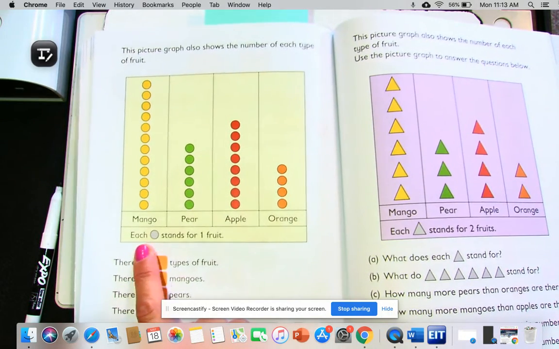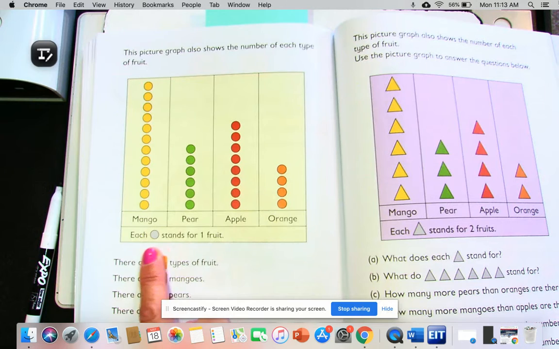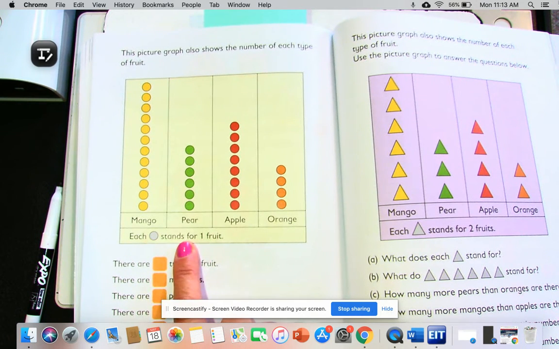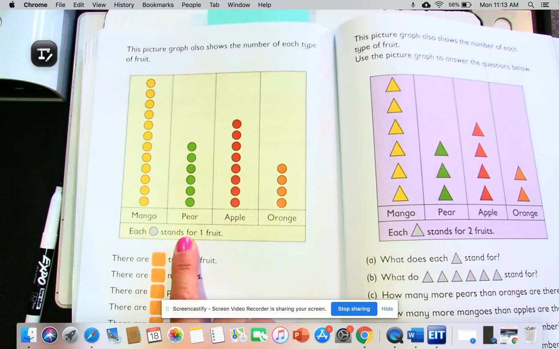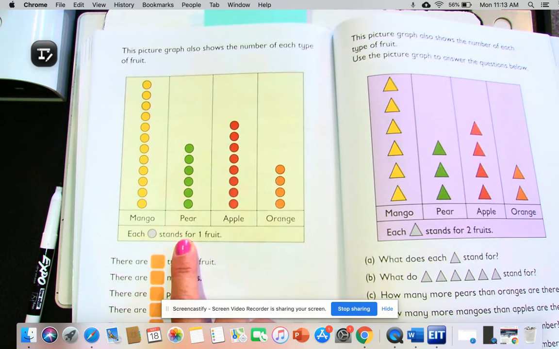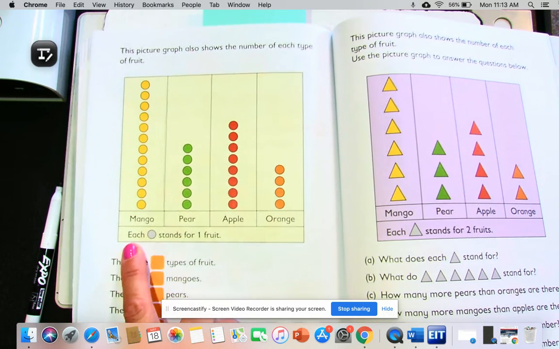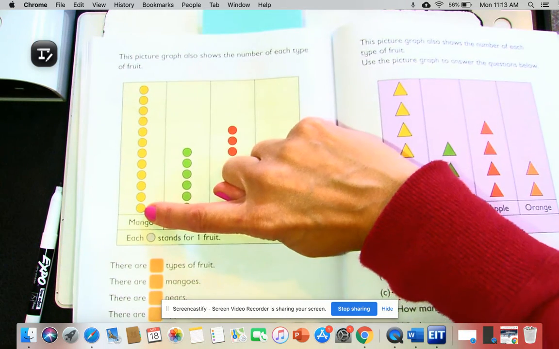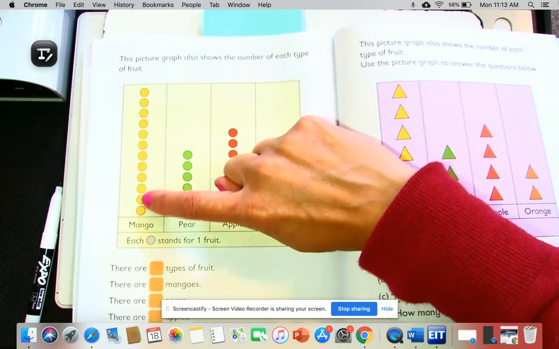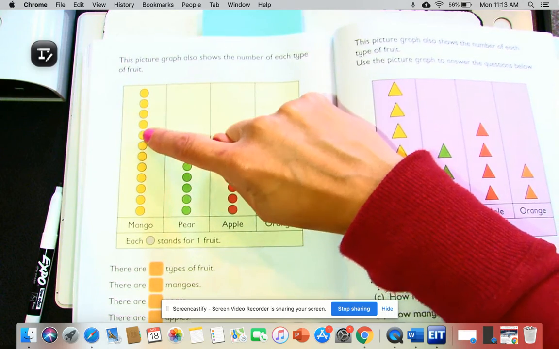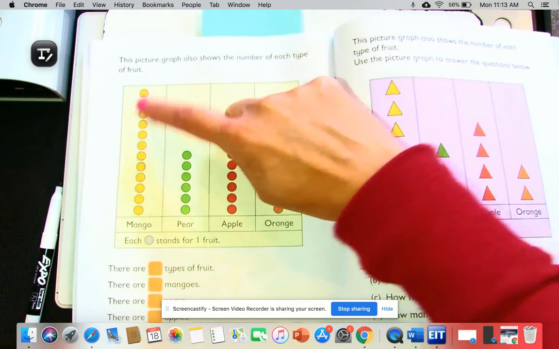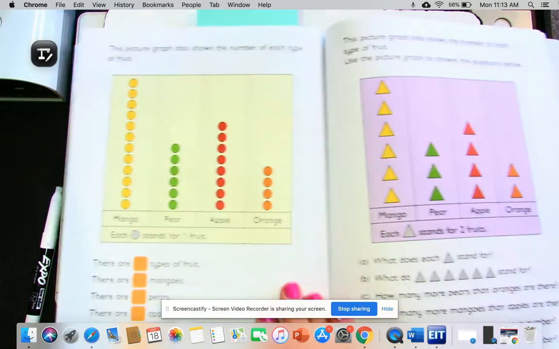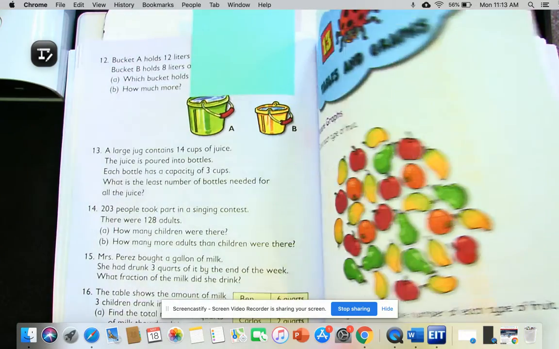Very important here is to look for the key at the bottom of a graph, kind of like at the bottom of maps. Also, they often have a key to show what the symbols stand for. So here our symbol is a circle, and each circle stands for one fruit. So let's make sure we have 12 mangoes. 1, 2, 3, 4, 5, 6, 7, 8, 9, 10, 11, 12. We have 12 mangoes.